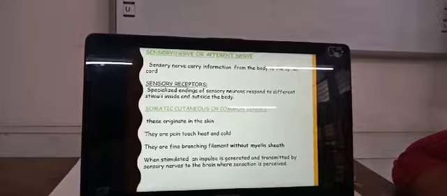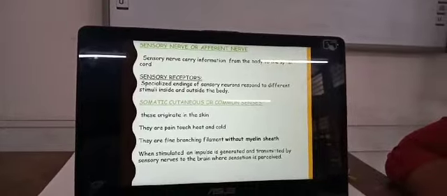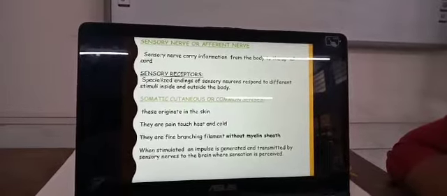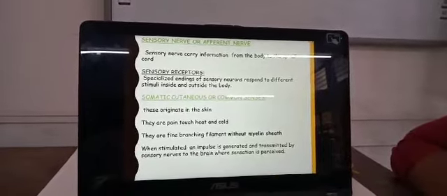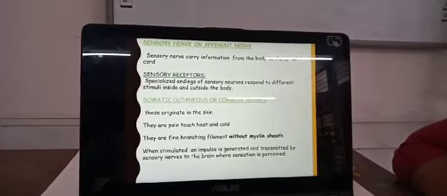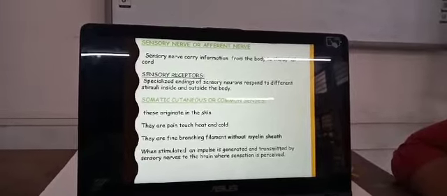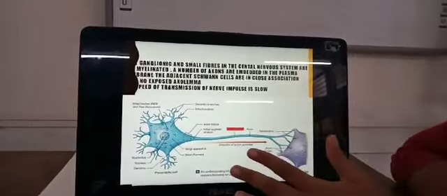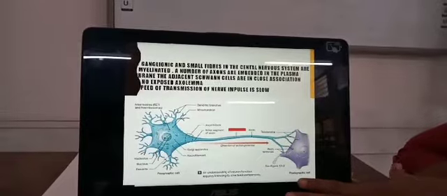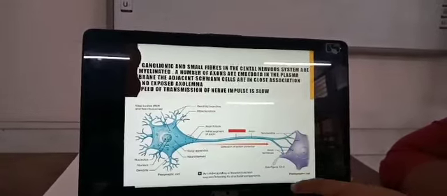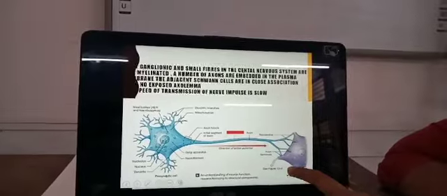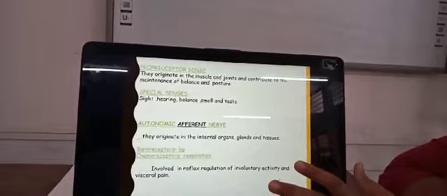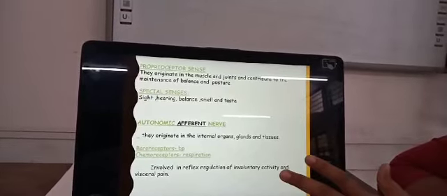They are fine branching filaments without myelin sheath. As I mentioned earlier, the unmyelinated nerve fibers are those of the sensory nerve. When stimulated, an impulse is generated and it is transmitted by the sensory nerve to the brain, where sensation is perceived. See, this is how it happens. This you will understand after I finish nerve impulses and nerve transmission. There is something called proprioceptive sense. Proprioceptor.